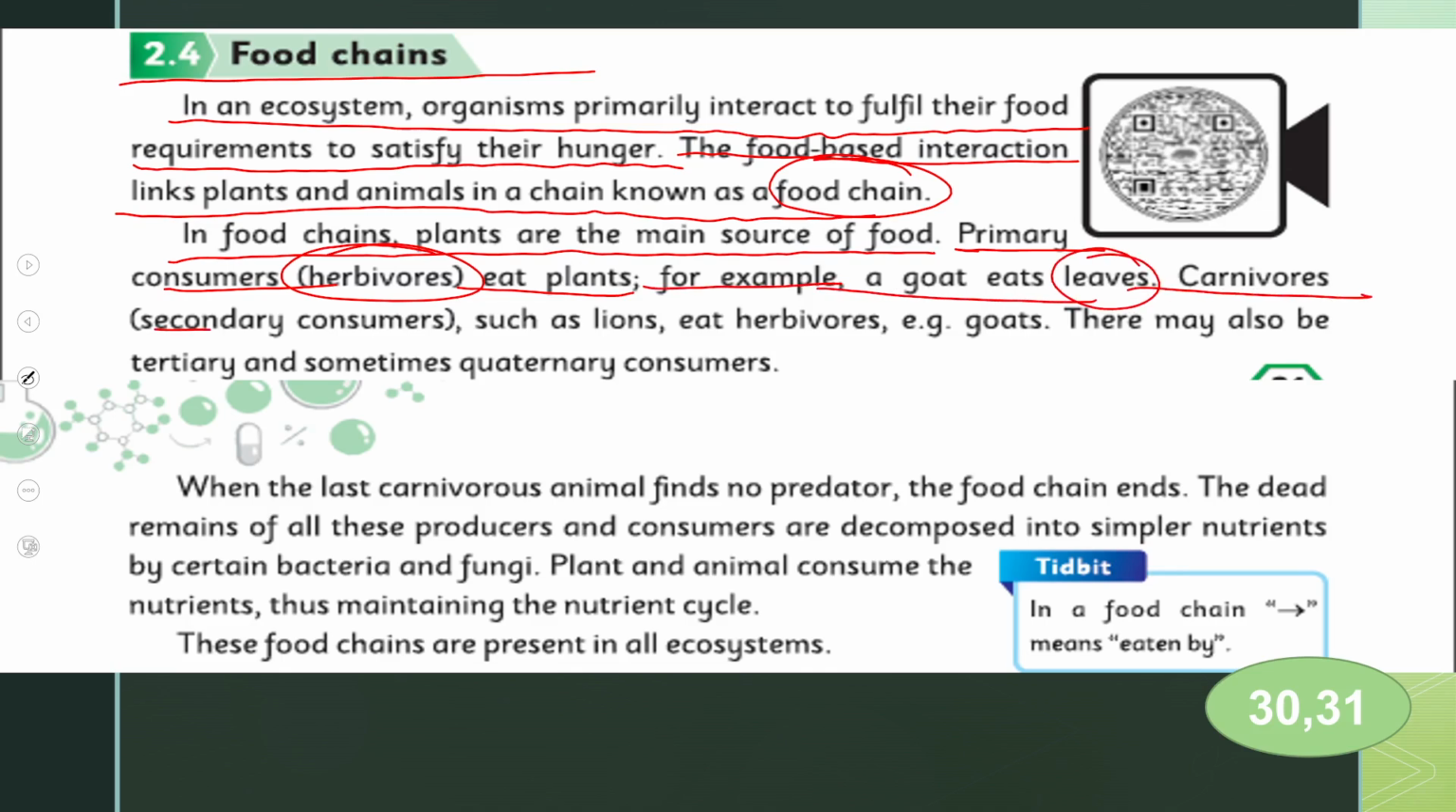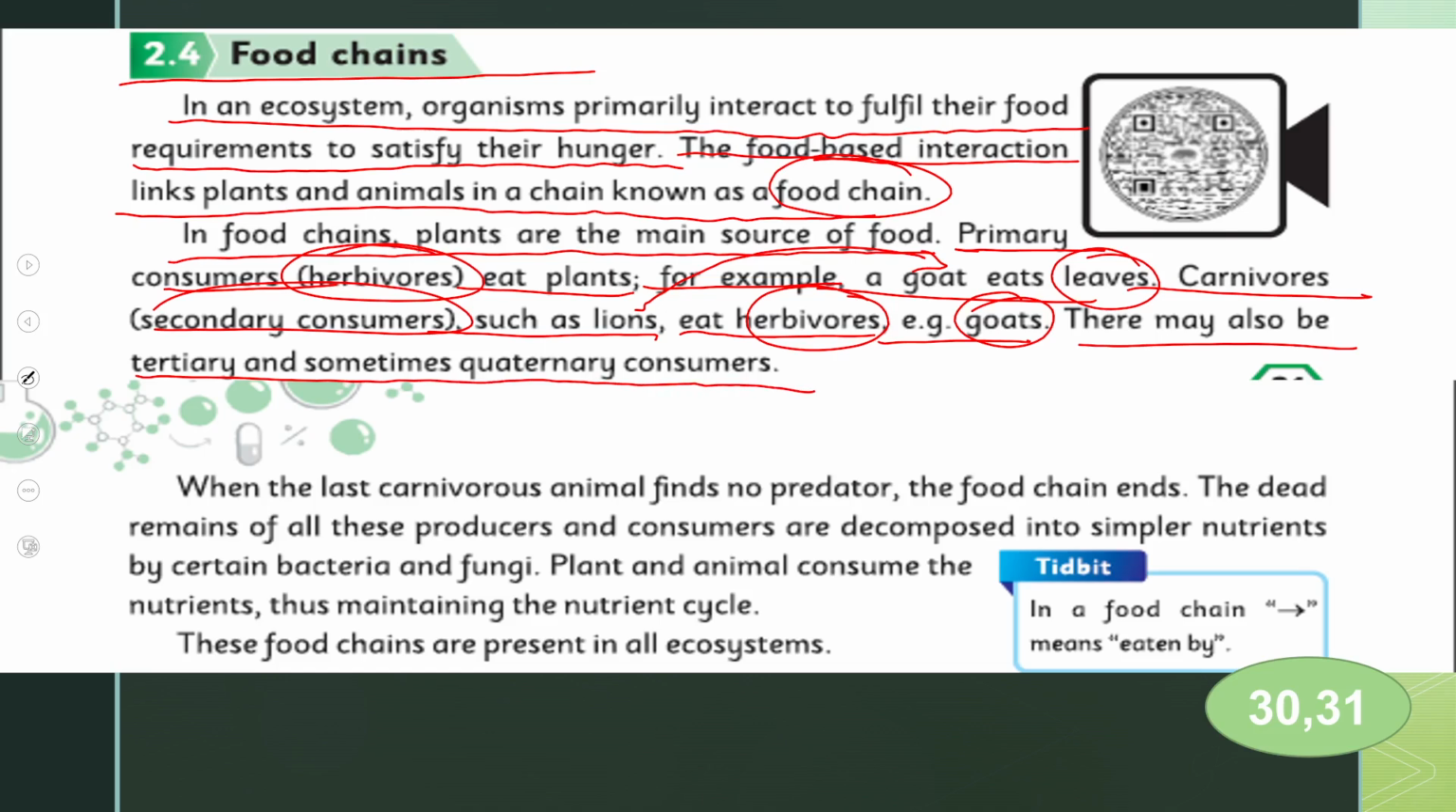Carnivores, secondary consumers such as lions, eat herbivores. For example, this lion will eat the goat. Example, it is eating the goat. There may also be tertiary and sometimes quaternary consumers.